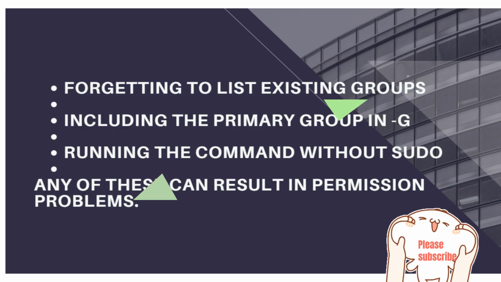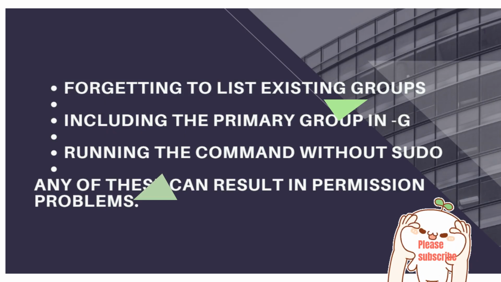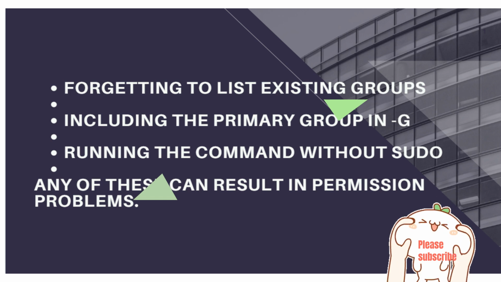And that was the end of it. Here are a few common mistakes to avoid. Number 1, do not forget to list existing groups. Number 2, always include the primary group in -G. Number 3, run the command with sudo. If you find yourself doing any of these, you might be having permission problems.